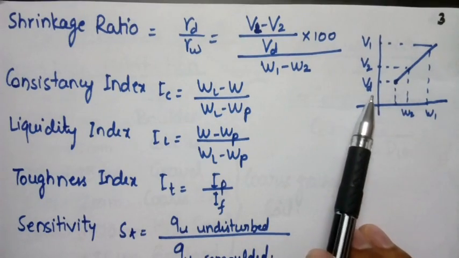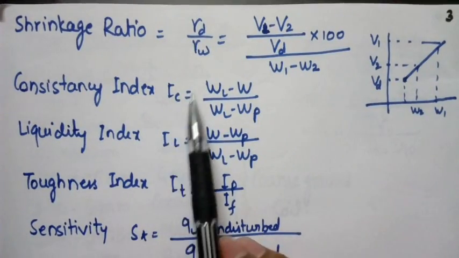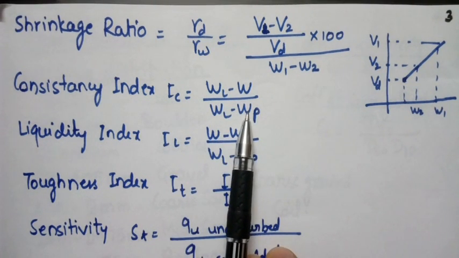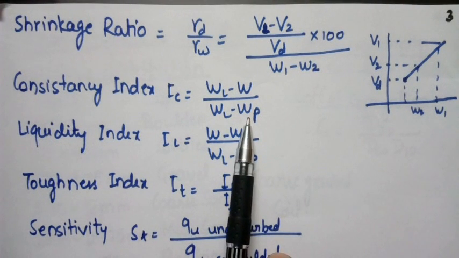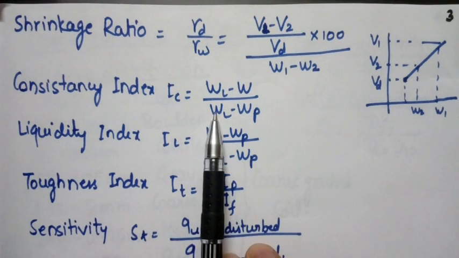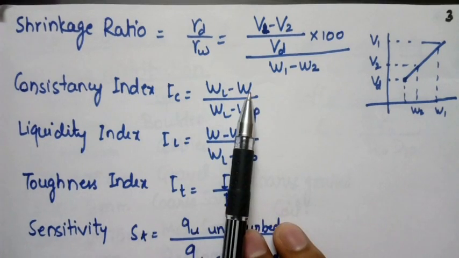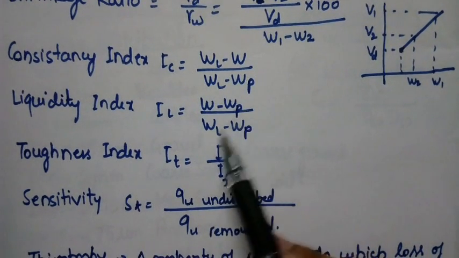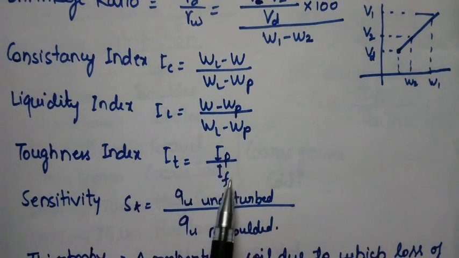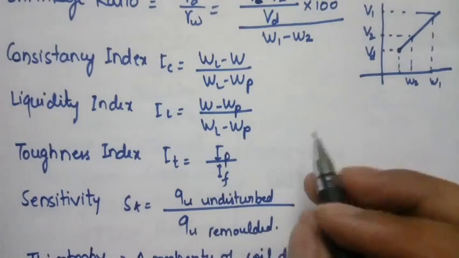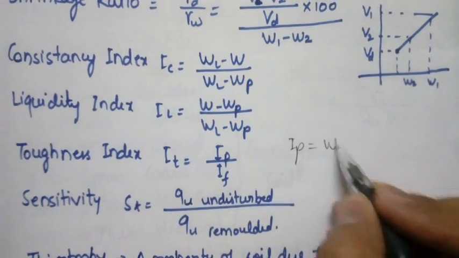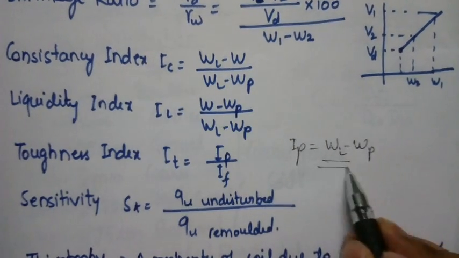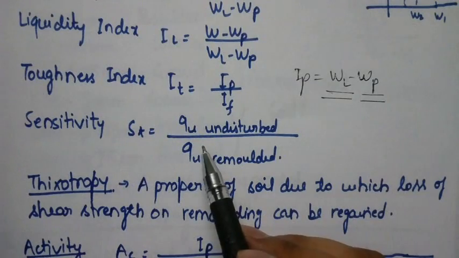that is dry volume. Now we have consistency index here, Ic, that is (WL minus W) upon (WL minus WP). WP is the water content at the plastic limit, WL is water content at the liquid limit, and W is the natural water content. Now liquidity index is (W minus WP) upon (WL minus WP). Toughness index is Ip upon If. Ip is WL minus WP, that is water content at liquid limit and water content at plastic limit.